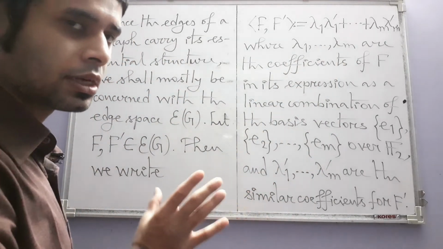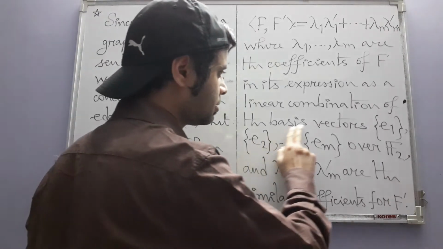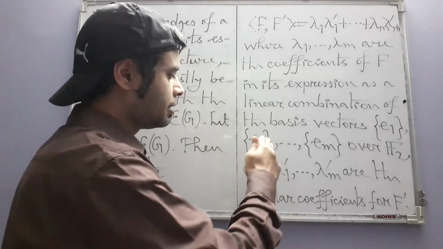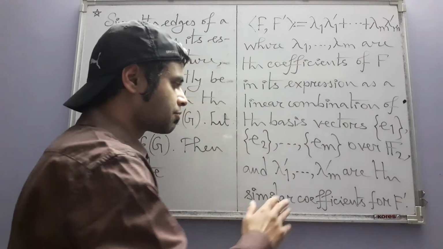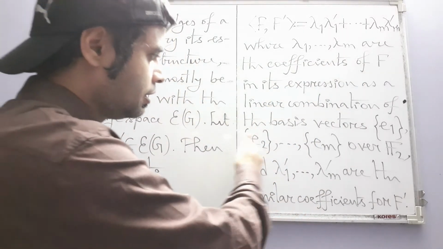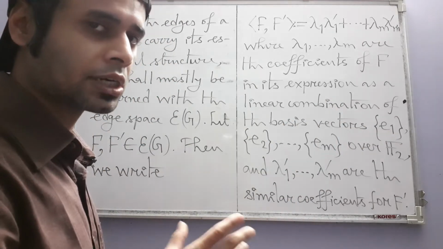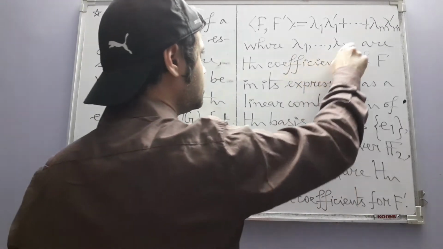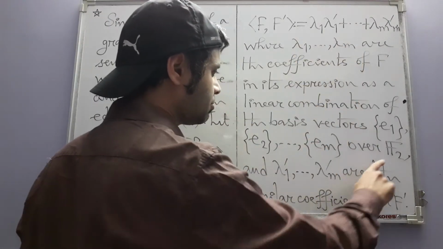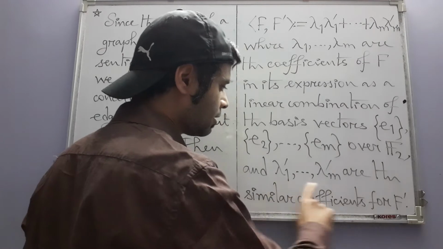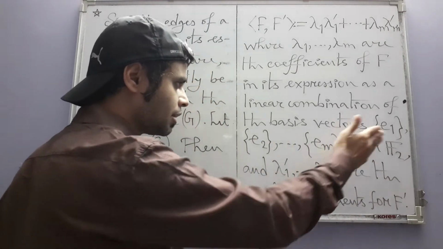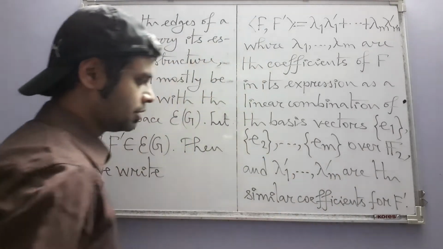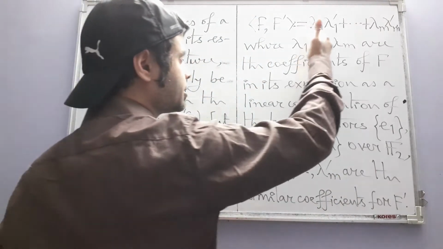Existence of these scalars comes from the fact that the vectors in a basis span the space, and uniqueness of the scalars comes from the fact that these are linearly independent. All the vectors in a basis are linearly independent. So that's why we get these unique scalars. Similarly, if you express f prime as a linear combination of the basis vectors over your field F2, then you get another set of unique coefficients. And we are considering this expression.